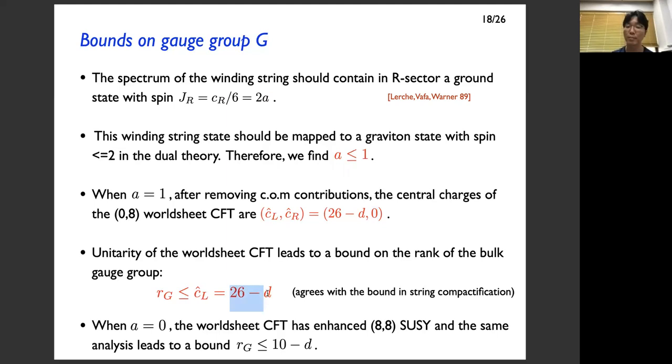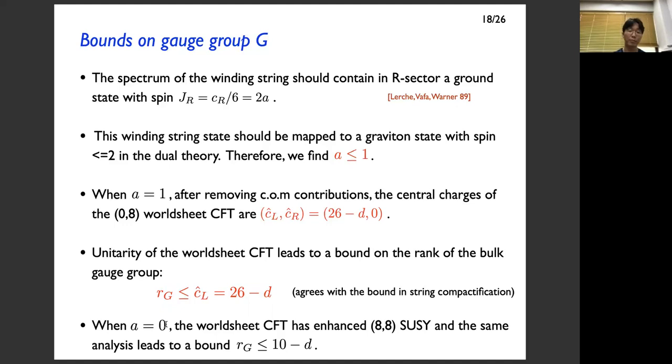This is the basic unitarity condition on the string worldsheet to host such a big current algebra that couples to the bulk gauge symmetry, okay? So when A equals 1, we have the upper bound for the rank of the bulk gauge group, which is 26 minus D. And interestingly, this bound perfectly agrees with the bound in the string compactification, as we saw. So we derived this string theory bound just by using string probes in general supergravity theories.